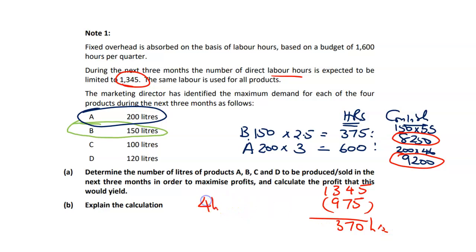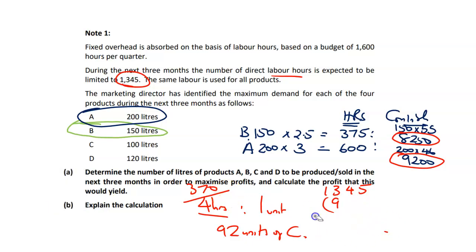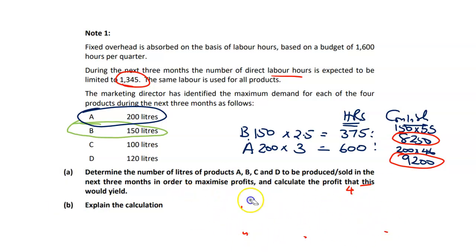I need 4 hours for each unit of C, and I only have 370. So therefore, you will say 370 divided by 4 gives you 92. So you can only really make 92 units of C, right? So 92 units of C is what you can do, so no problem.